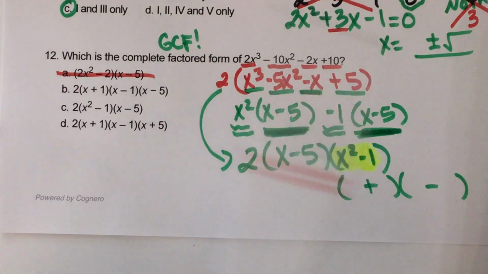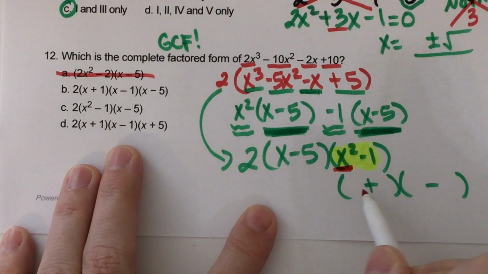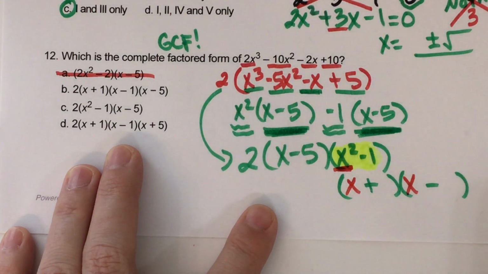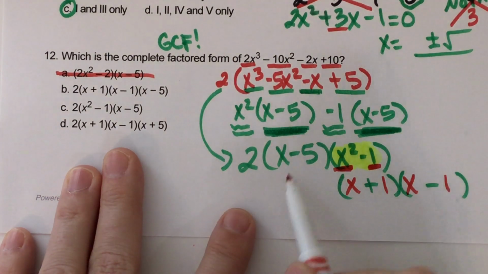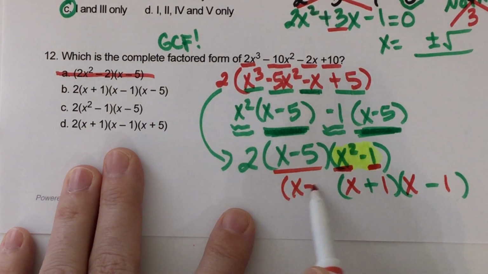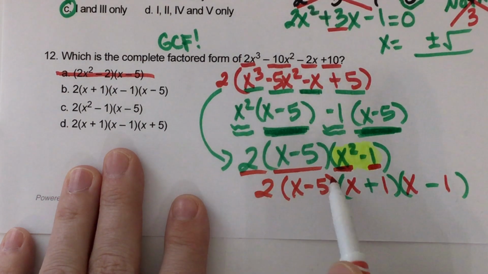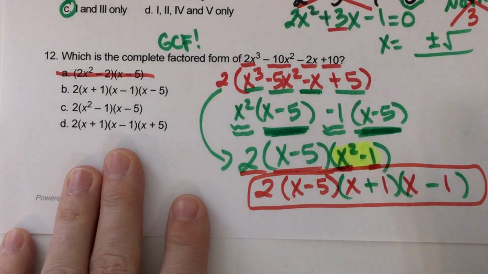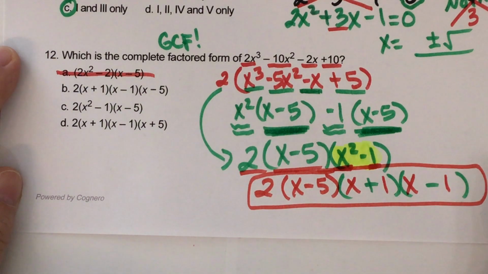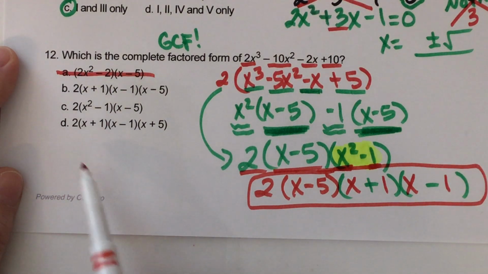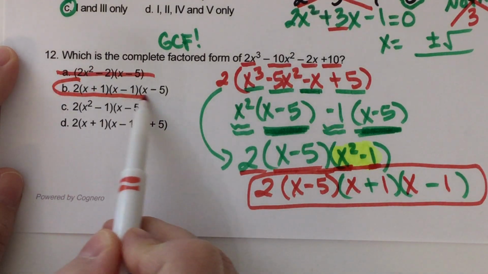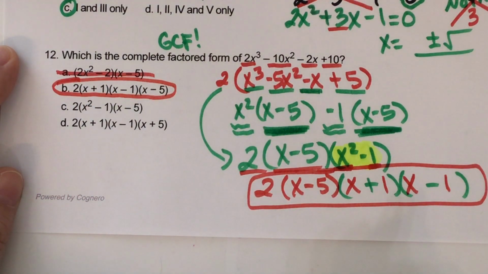And what's the square root of x squared? X, because x times x is x squared. And what's the square root of 1? 1, because 1 times 1 is 1. And then drop your x minus 5 and drop your GCF. Now it's completely factored. And this is answer choice D. Is that right? No, it's answer choice B. Okay, that's the completely factored form.